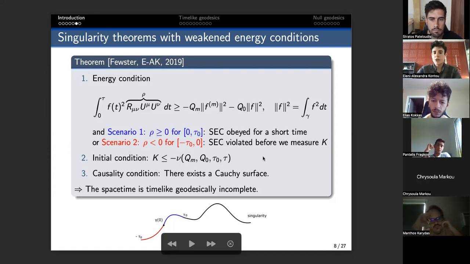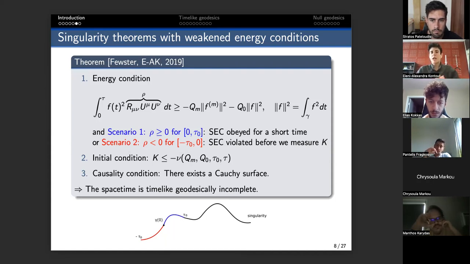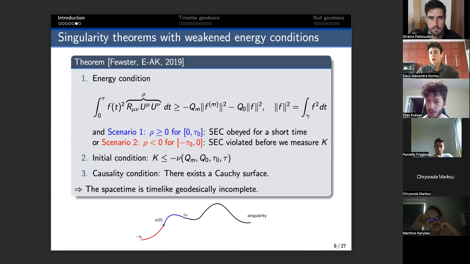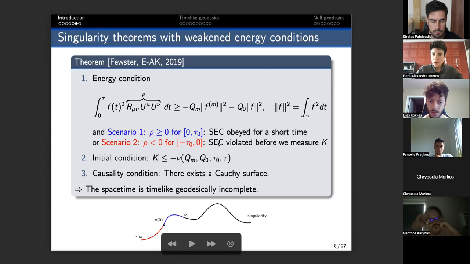The causality condition is the same, and it's the existence of a Cauchy surface. So this theorem works exactly the same way as the original singularity theorems. We have the initial condition that is a stronger condition now, and then the energy condition allows for some negativity, but not enough to actually defocus the geodesics. And the result is that the space-time is time-like geodesically incomplete. And in particular, the singularity is before proper time tau.